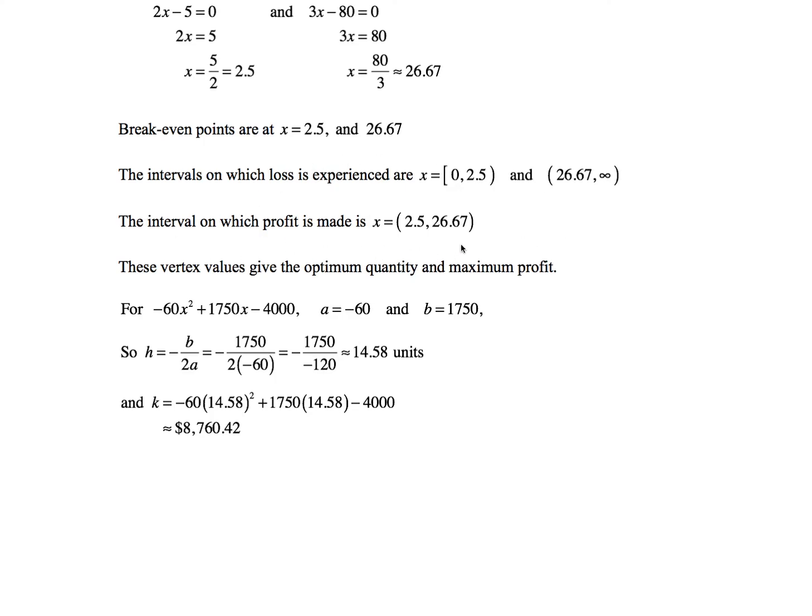Now the vertex gives the maximum, the optimum quantity, the quantity that we would manufacture to get the most profit, and the maximum profit. So all we have to do is just find the vertex, and that will give us this quantity and this profit. Well, to do that, we take the original profit function. In this case, factoring out -10 would have an adverse effect.